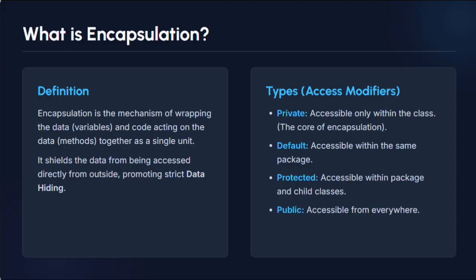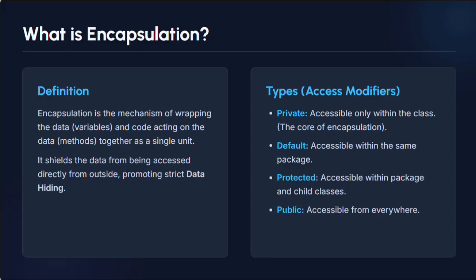There are four types of access modifiers. They are private, default, protected, and public. First, private. It can be accessible only within the class. Default. It can be accessible within the same package. Protected. It can be accessible within the package and in the child classes. Public. It can be accessible from everywhere.